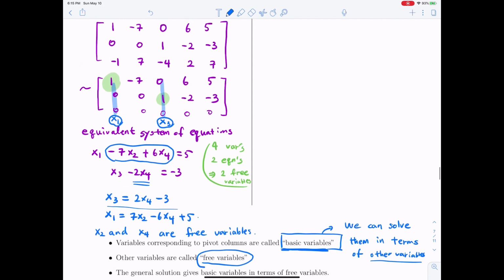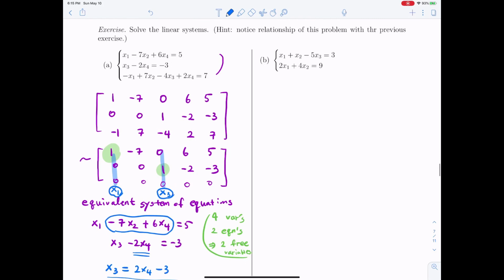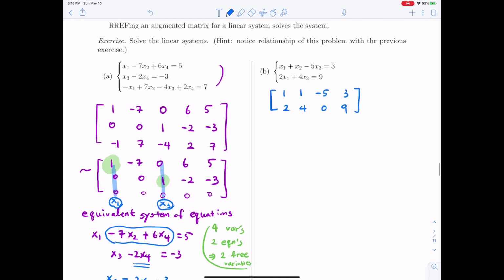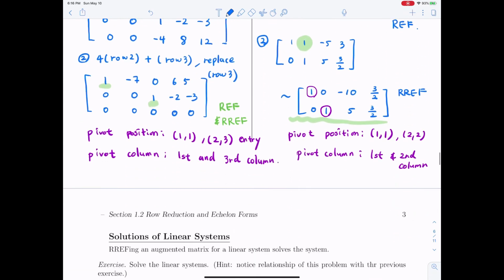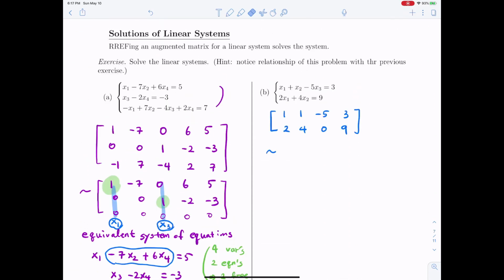So let's pause the video and try out the second part of this exercise. Okay, so again, the augmented matrix corresponding to this system of equations is basically this one, which is again the same as the matrix given above here. So we know that this is row equivalent to 1, 0, -10, 3/2, and 0, 1, 5, 3/2.